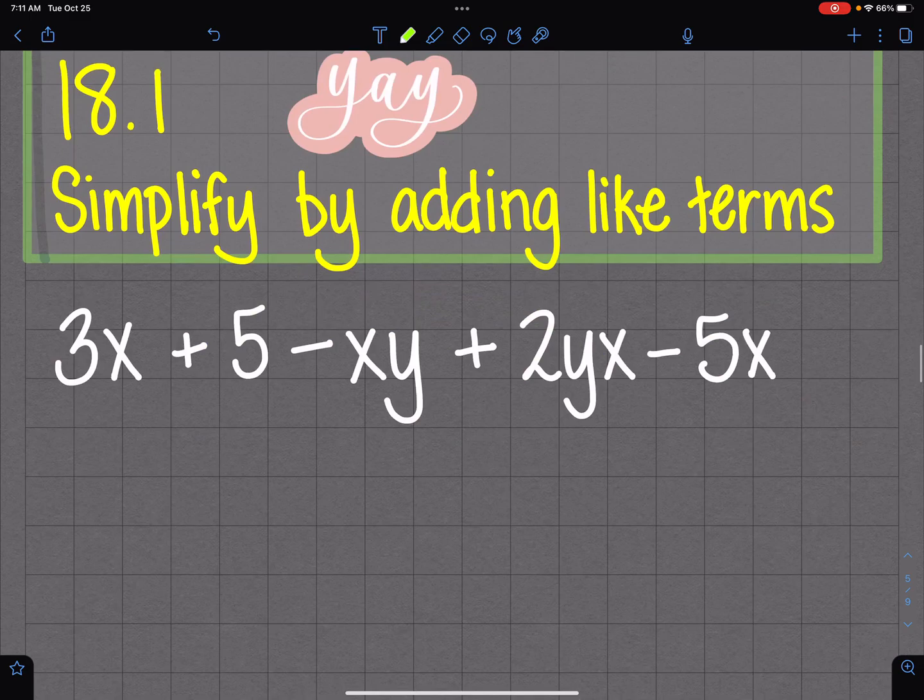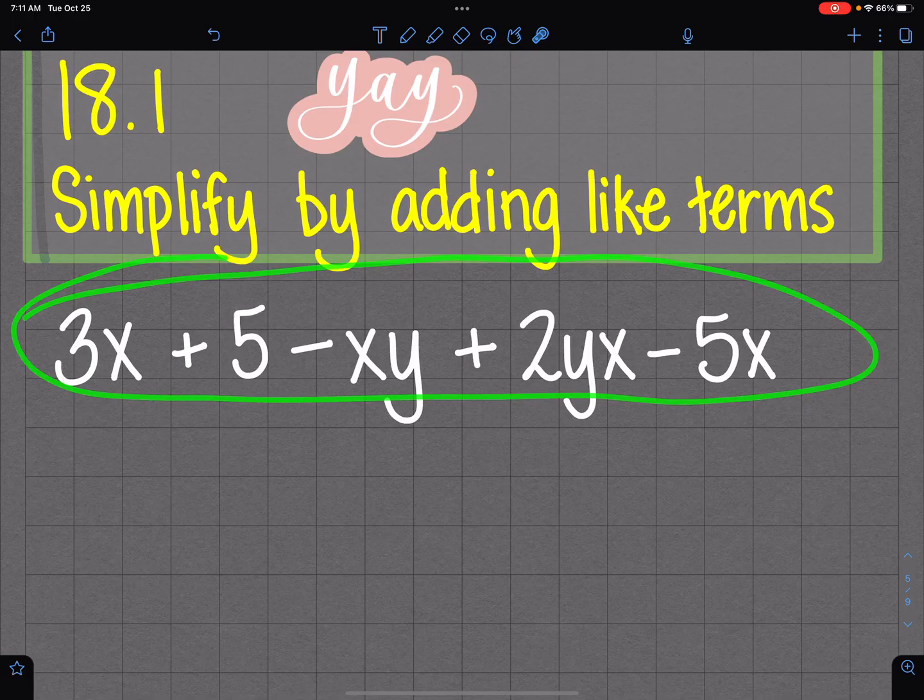Let's try some. This is example 18.1, and it's on page 80 if you're following along. It just says simplify by adding the like terms. Look at these problems that you're going to be doing, and you were wondering when this book was going to get hard. Oh, we're there. We are there.